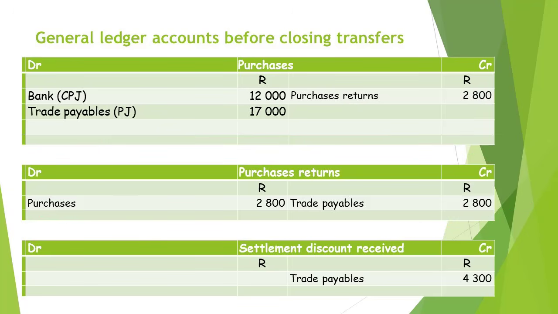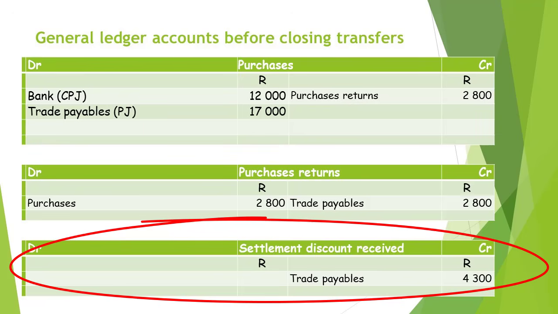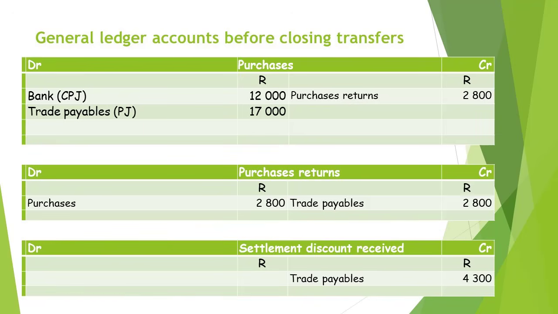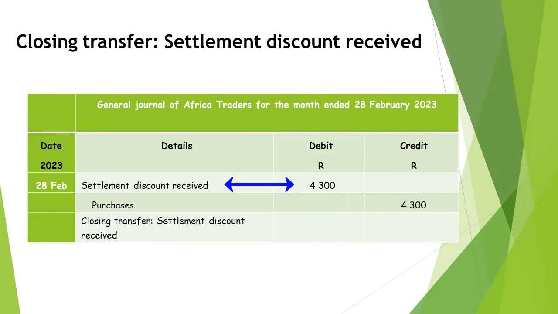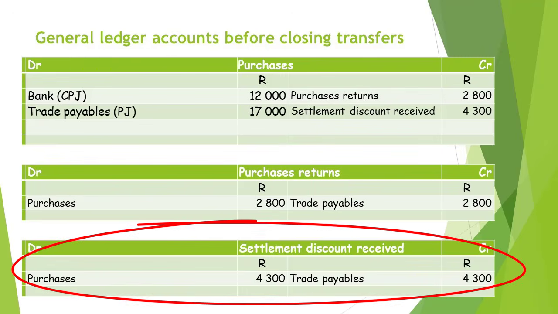The next account that needs to be closed is the settlement discount received account. The settlement discount received account has a credit balance of 4,300 Rand, and therefore to close this account, we will need a debit side entry of 4,300 Rand. The settlement discount received account will be debited with 4,300 Rand, and the balance is transferred to the purchases account, which means the purchases account will be credited with 4,300 Rand. The settlement discount received account now has a zero balance.